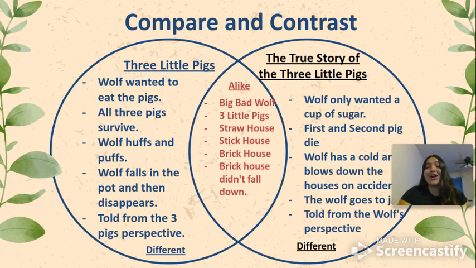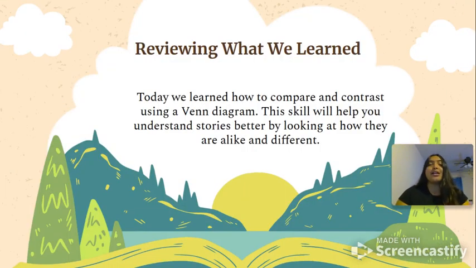So we've filled out our Venn diagram. You guys did fantastic. You were able to tell me the differences between the two books and the similarities, what was the same between the two books. So let's review what we learned. Today we learned how to compare and contrast using a Venn diagram. This is a skill that will help you understand stories better by looking at how they are alike and different.